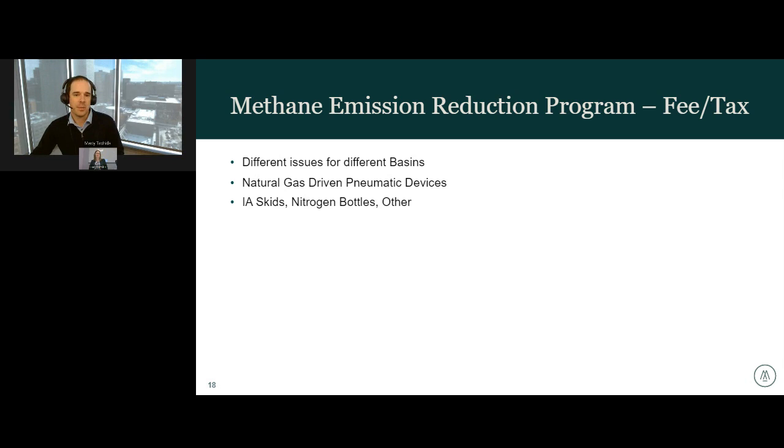And how we're seeing some operators work and try to lower their emissions is both from a societal pressure as well as on the methane fee and tax itself. Seeing a lot of natural gas driven pneumatic devices being replaced. Not an operations person or engineer, but seeing some ideas being floated on how this methane could be reduced, looking at IAA skids and even nitrogen bottles that might have to be refilled every single month to reduce emissions.